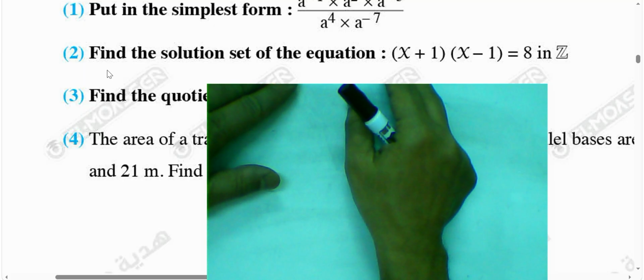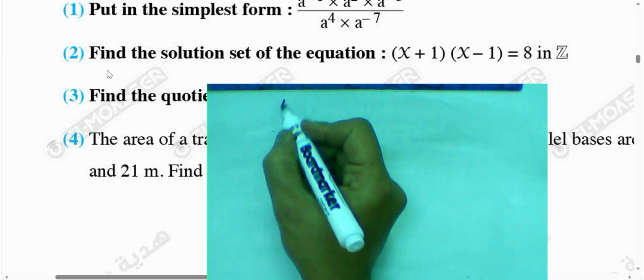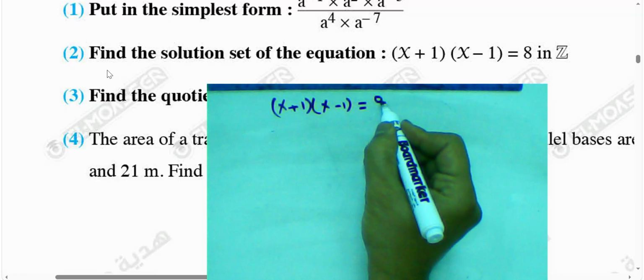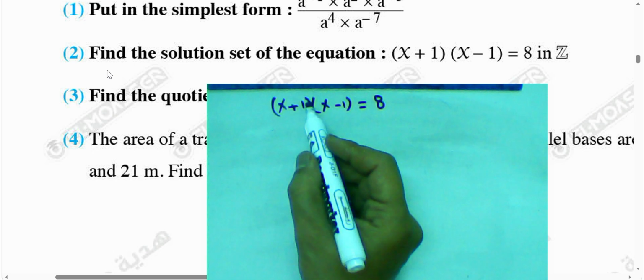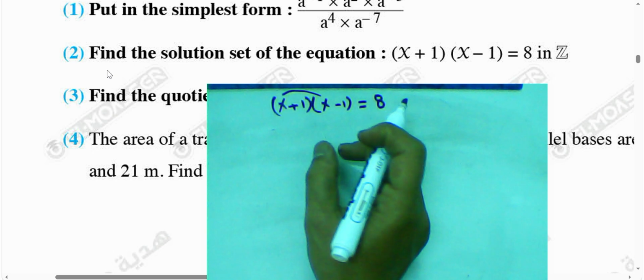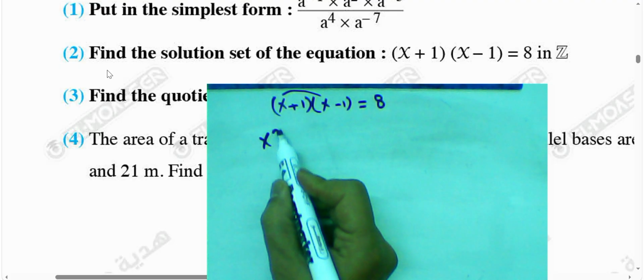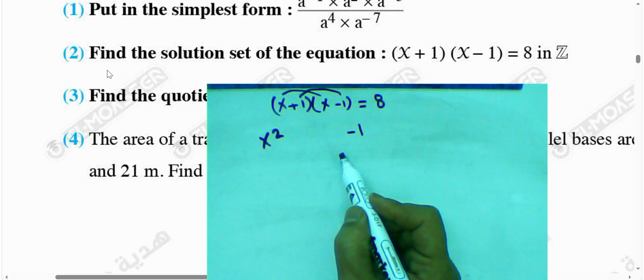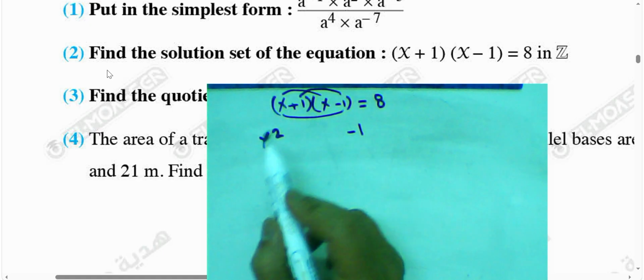Number 2, find solution set of the equation in integers. Look at the steps with me. We have x plus 1 product by x minus 1 is 8. First, the product of extremes and product of means. We can find the middle, and first by first, x by x power 2, and second by second will be negative 1, and the middle will be negative x plus x equals 0.